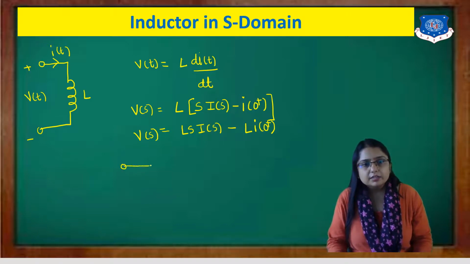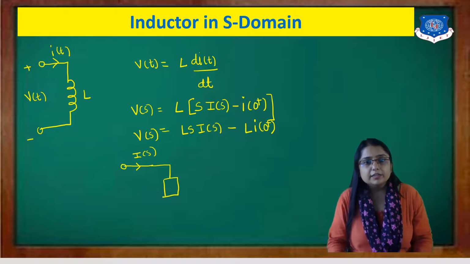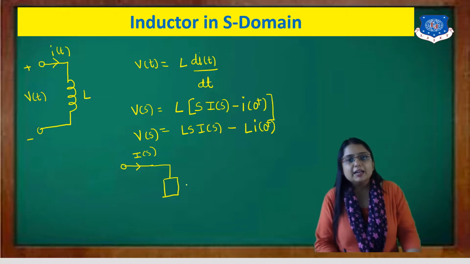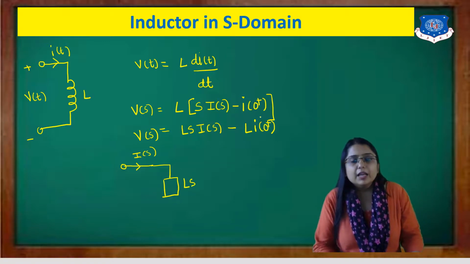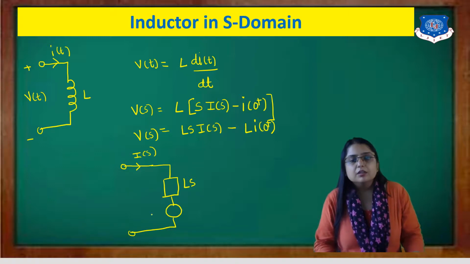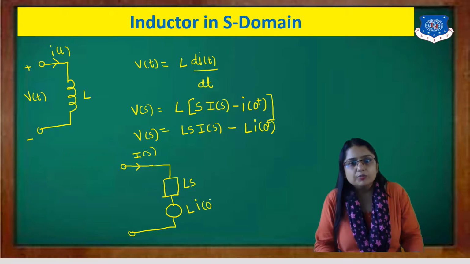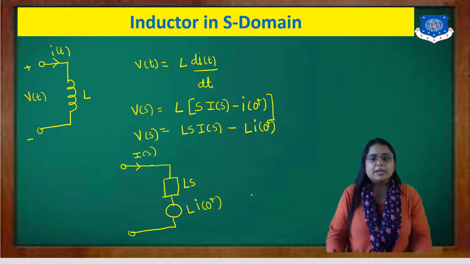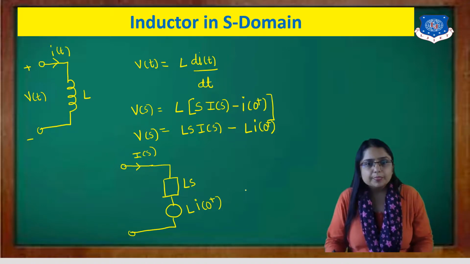Just draw the circuit diagram. Here this will become what? I of S. Now here what we have is not inductor because we are just multiplying this L with the S. Okay. And as such here we don't have any term that is related to I of S. So what is this? This will become a voltage source, and the value of this source is what? It's a Li0 plus. You can write down 0 minus instead of 0 plus.